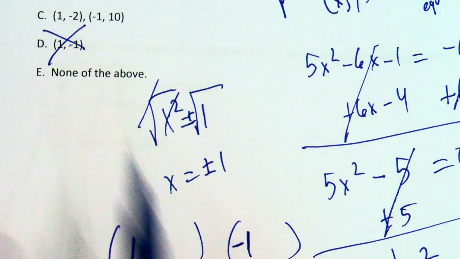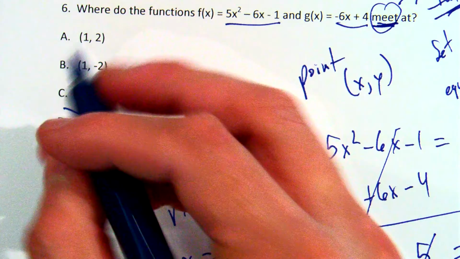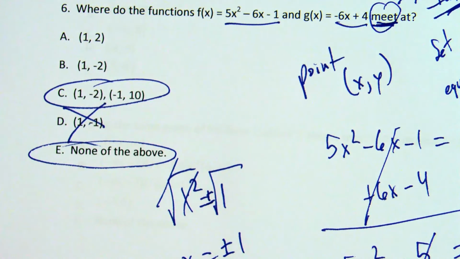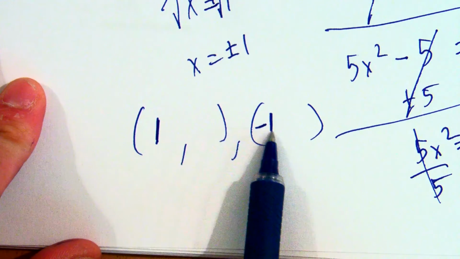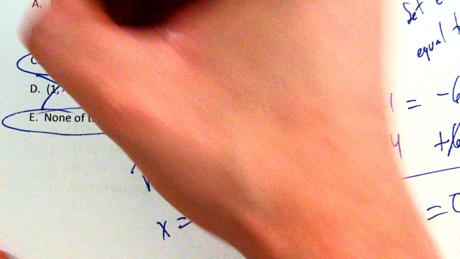So automatically you can tell that the answer is either going to be C or E, because there needs to be 2 of them. Because I had 2 x values here. So A and B are wrong.